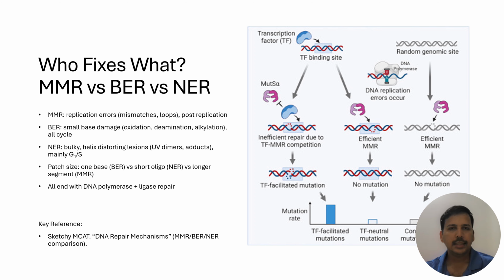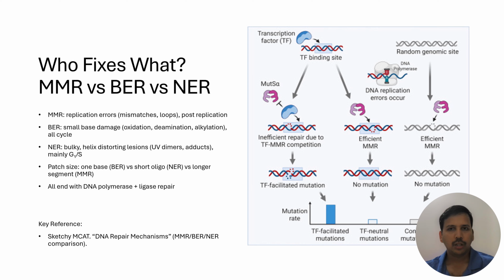It's easy to mix these three pathways, so let's compare them directly. Mismatch repair deals with errors during replication, wrong base pairs, and small insertion deletion loops, and acts shortly after S phase before the mismatch becomes permanent. Base excision repair handles single base lesions, often from spontaneous chemistry or oxidative damage, and operates continuously throughout the cell cycle. Nucleotide excision repair removes larger helix-distorting lesions like UV dimers, usually acting in G1 and S phases.